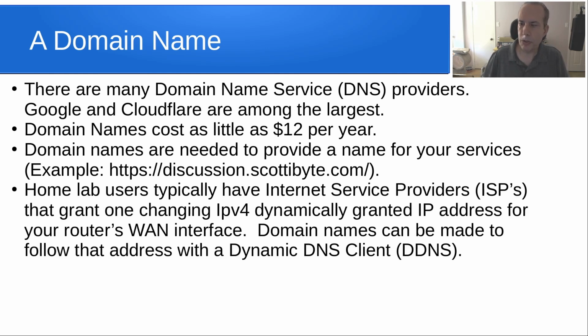So Homelab users typically have internet service providers that grant one dynamically changing IPv4 address for your router's WAN interface. Domain names can be made to follow that address with a dynamic DNS client, otherwise known as DDNS. Once you have a domain name service and your own domain, that service will provide you an ability to define an A record that is also a DDNS record. And so you'll be able to run a DDNS client on your network to define that. We'll talk a little bit more about that later.